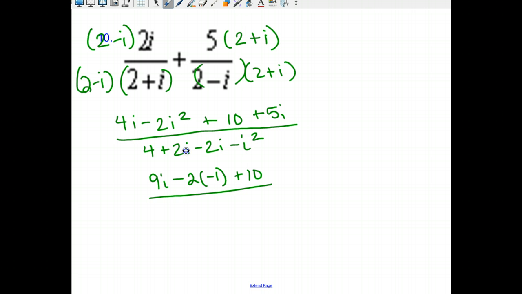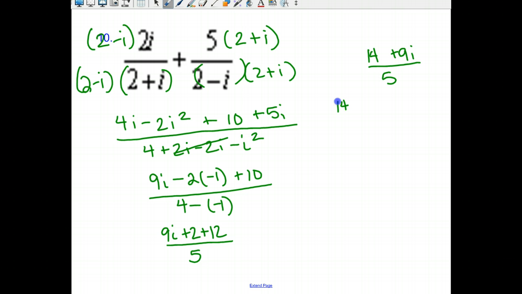In the denominator, 2i minus 2i is 0. We have 4 minus, change the i squared to negative 1. Back to the numerator, 9i plus 2 plus 10, and then in the denominator, 4 plus 1 is going to be 5. So this is going to be 14 plus 9i over 5. Separate it, 14 over 5 plus 9 over 5i.